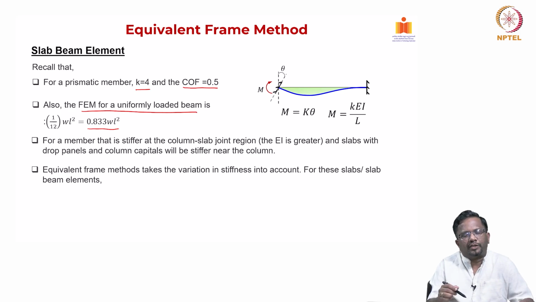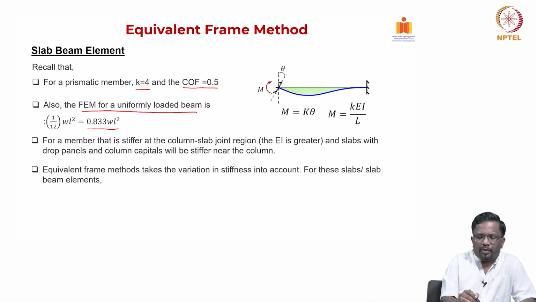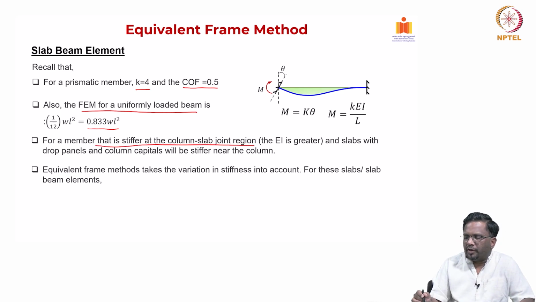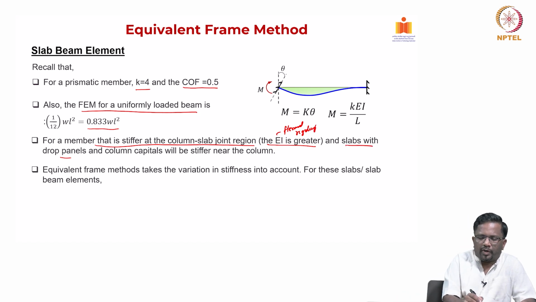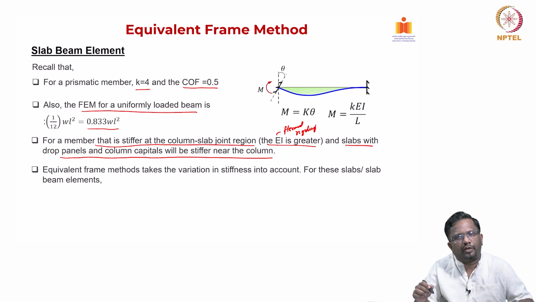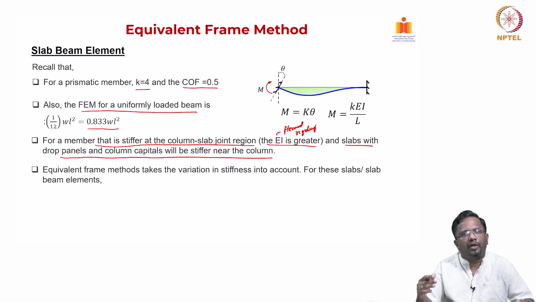Now, in our case, depending upon the boundary conditions of the column, for example, the column may have a drop panel or capital. So, you may have a varying stiffness along the length. For a member that is stiffer at the column slab joint region, the flexural rigidity EI is greater, and the slabs with drop panels and column capitals will be stiffer near the column, because they have a higher width and higher dimensions. Obviously, at those regions your flexural stiffness is going to be high.